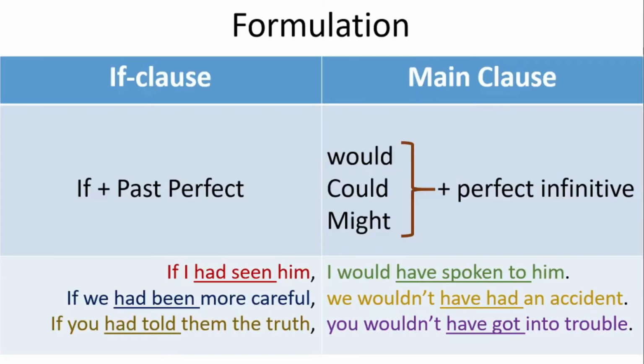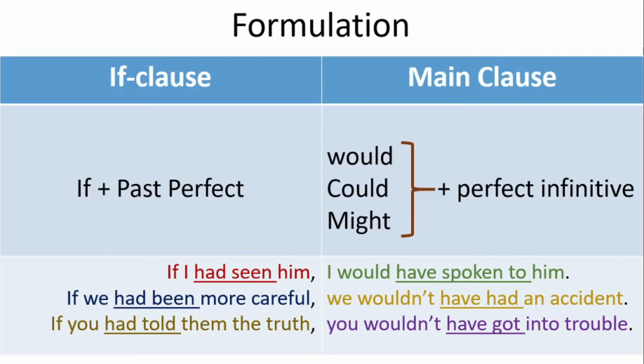Now it's time to look at the formulation. If plus past perfect in the if clause, would, could, and might plus perfect infinitive in the main clause. An example. If I had seen him, I would have spoken to him. Had seen in the if clause is in the past perfect tense. Have spoken to in the main clause is the perfect infinitive which comes after would.